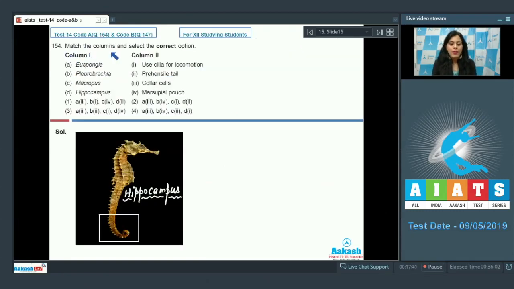Question number 154. Match the columns and select the correct option. In column 1, the very first option given is Euspongia. Euspongia is a sponge, which is commonly known as bath sponge. And collar cells, also known as choanocytes, are present in Euspongia. So A option in column 1 goes with third option in column 2. The next option is Pleurobrachia, and Pleurobrachia is a ctenophore, and ctenophores are characterized by the presence of 8 ciliated comb plates for locomotion. So B in column 1 goes with first option in column 2, use cilia for locomotion.